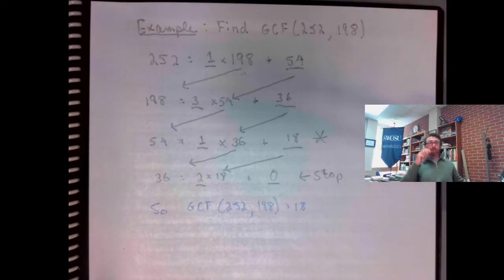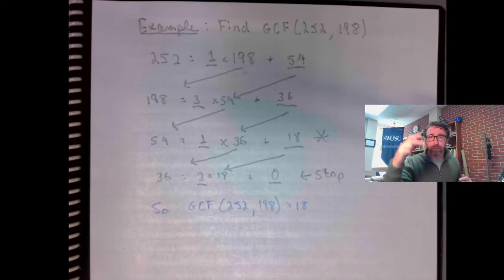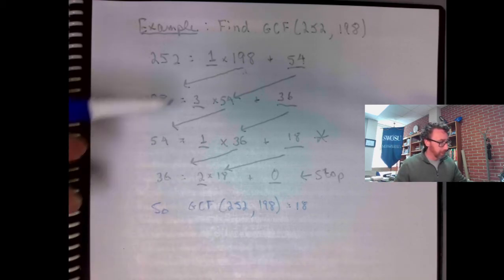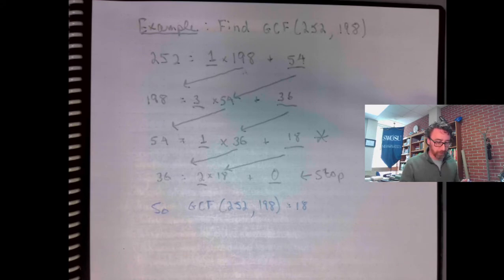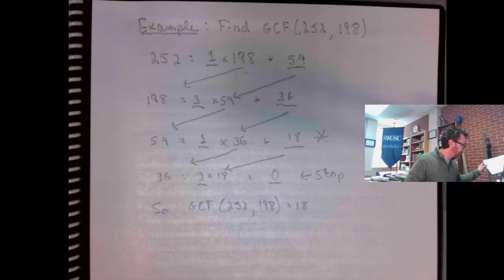Okay, so good thing about the Euclidean algorithm, very methodical, very step-by-step, and it will get you the answer. It'll do the job. Okay. I did want to talk about one more thing, and that is finding the least common multiple of two numbers, the LCM.